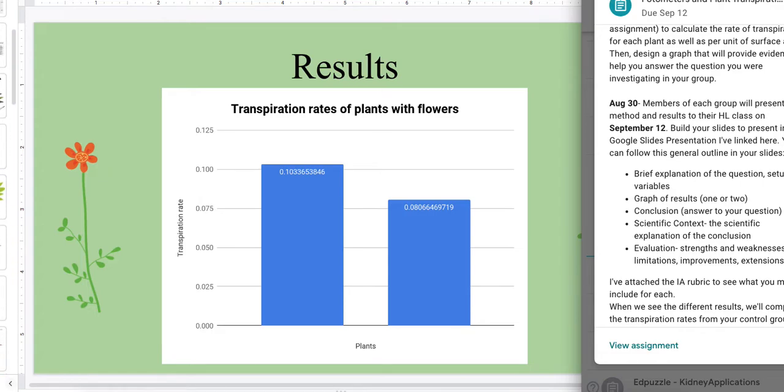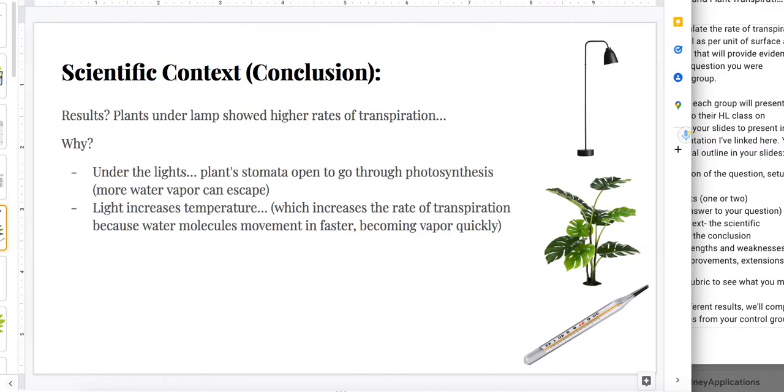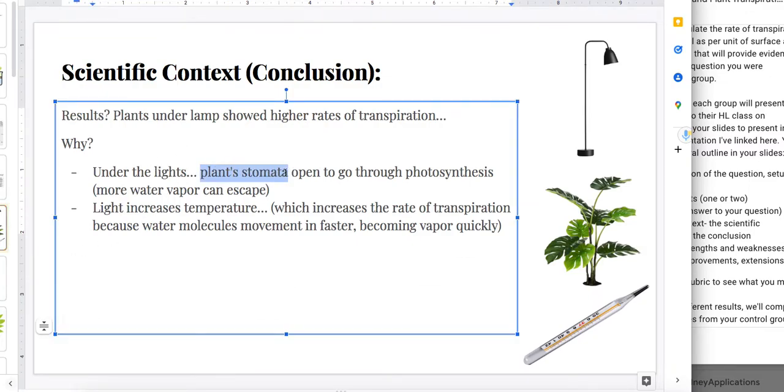And I was just trying to flip through here. So the lamp and the no lamp, people tried to reference, and I know some other groups did this too, would stomata be open or not? That might affect the rate of transpiration. So this group looked at if there are lights, maybe that will result in the stomata being open, and there will be a higher loss of water.